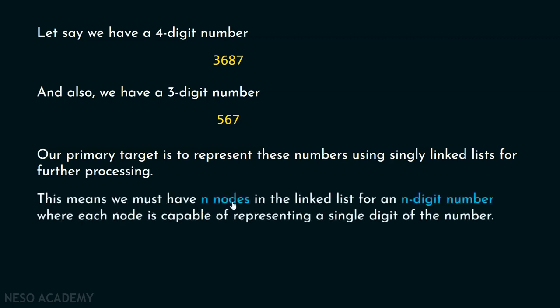This means we must have n nodes in the linked list for an n-digit number, where each node is capable of representing a single digit of the number. I've already told this that for every digit we must have a node, right? This means that if we want to represent an n-digit number, then we must have n nodes in the linked list. This is very important. Here each node is capable enough of representing a single digit of the number.